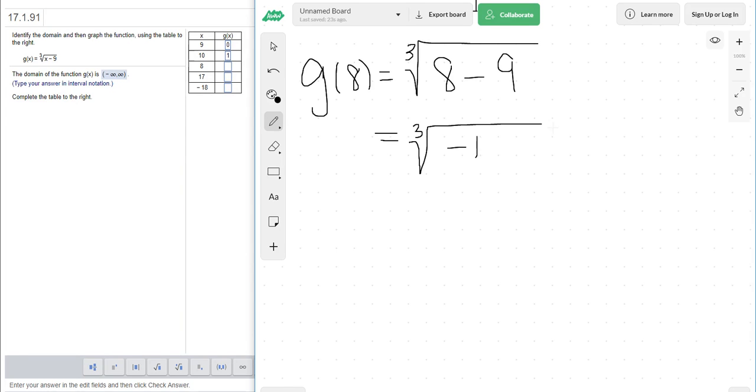So the question is, is there some number that I can multiply 3 times to give me negative 1? And the answer is yes. That number is negative 1 times negative 1 times negative 1. So negative 1 times negative 1, that's positive 1, times another negative 1, that is negative 1. So the cubed root of negative 1 is negative 1.